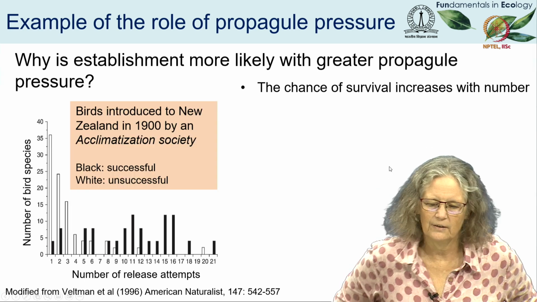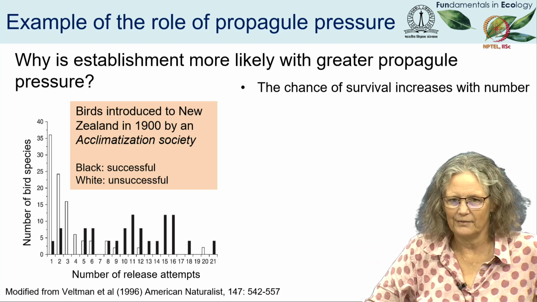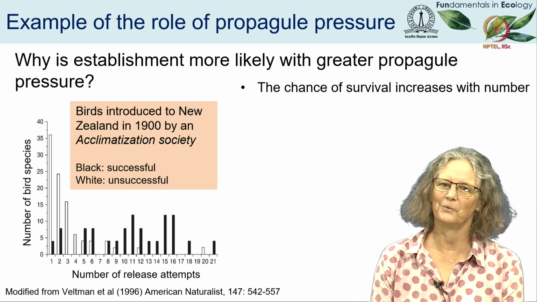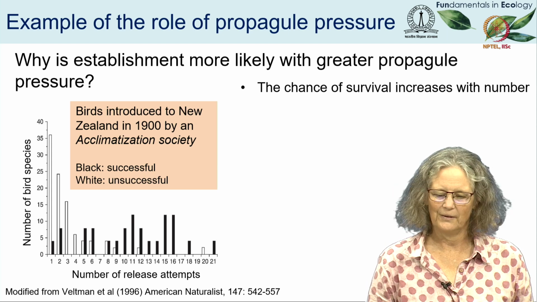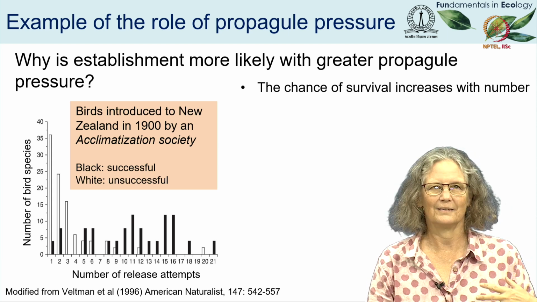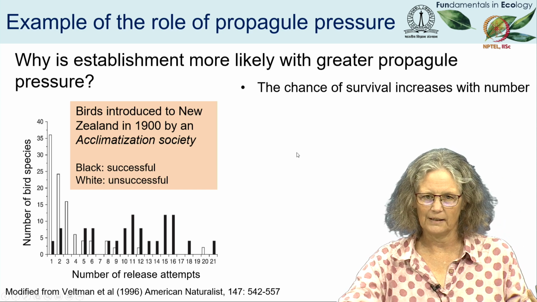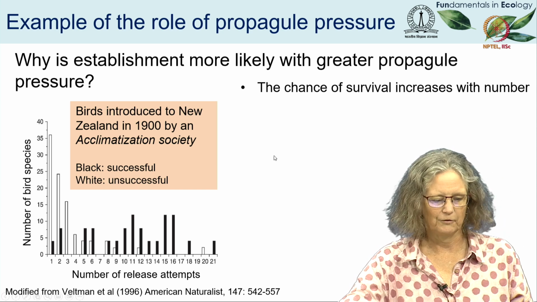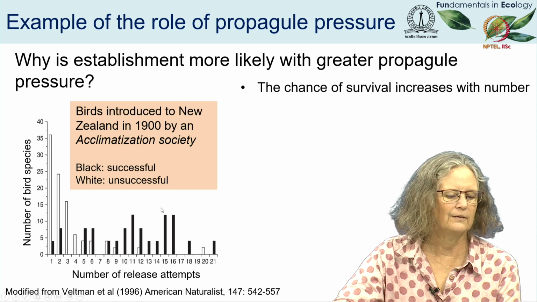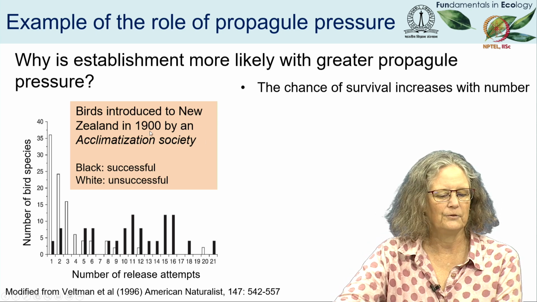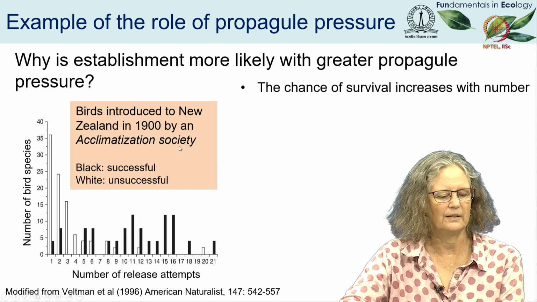Okay. So this is an example. What I said to you was just all words, and there are actually many examples where we see the effects of these different factors on propagule pressure. I'm going to give you one example. This is birds introduced from Europe into New Zealand in 1900.